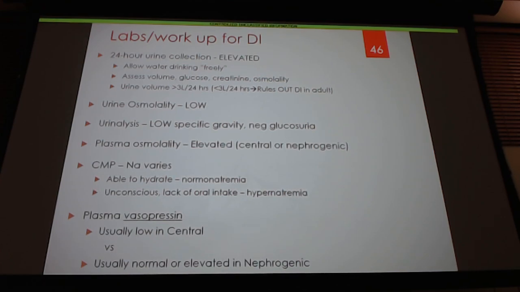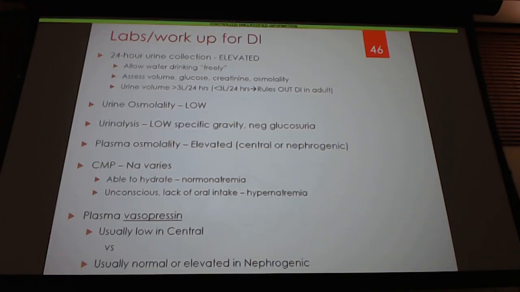Urine osmolality is low. Does that make sense? Why? Because there's a lot of fluid being pushed in, so it's diluted, right? Just like the specific gravity is going to be low. Negative glucosuria. Plasma osmolality in this one is elevated, in nephrogenic or central, elevated, right? Because all of our water is exiting the body.